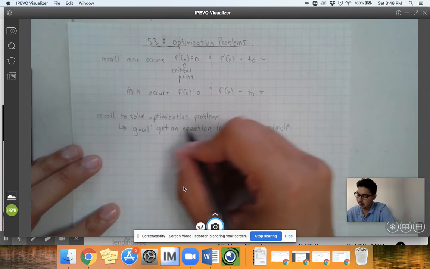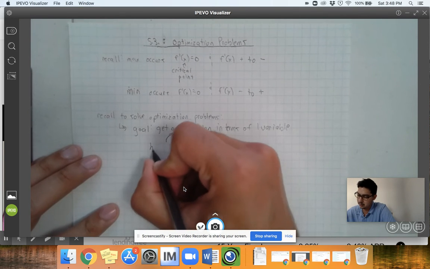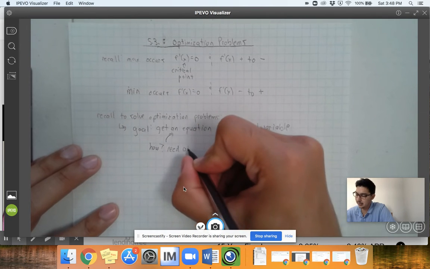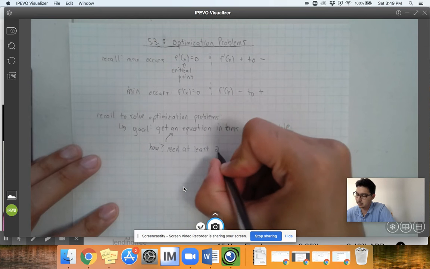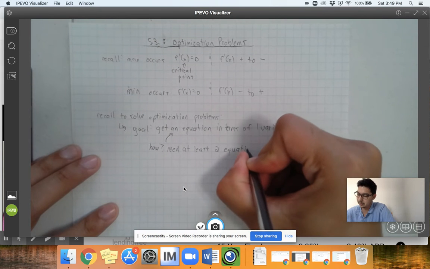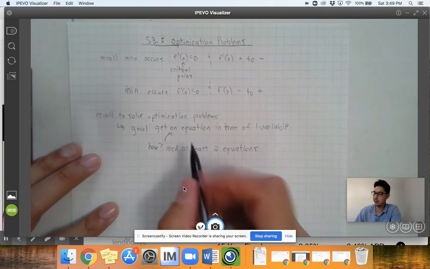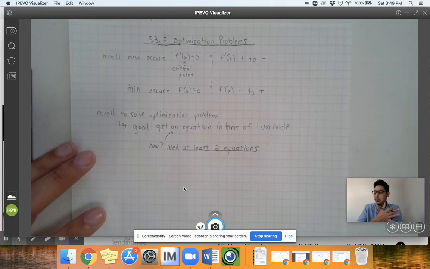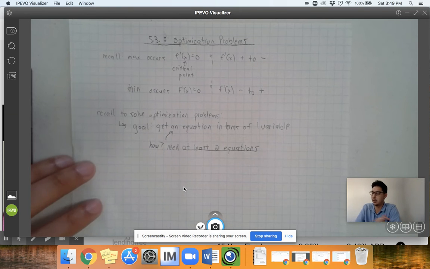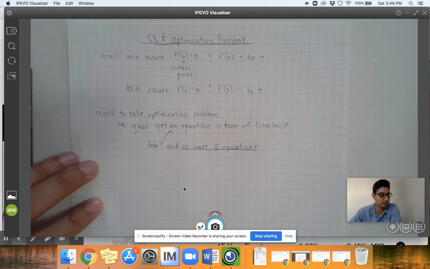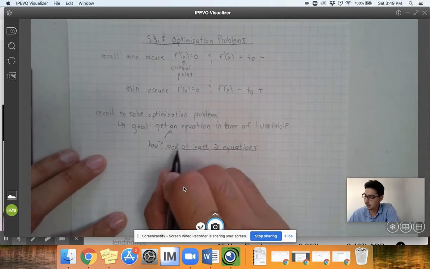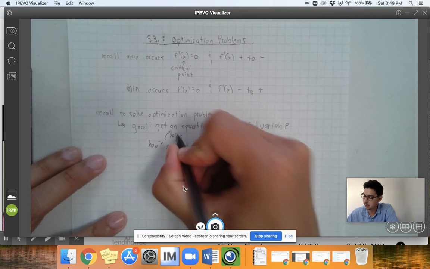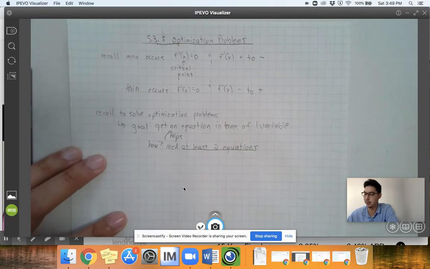There's actually a trick to this. You typically need at least two equations, in which you can use these equations to solve for that variable that you're going to use in the equation for the optimization problem. All right? So this idea of having at least two equations helps with how to get an equation in terms of one variable.